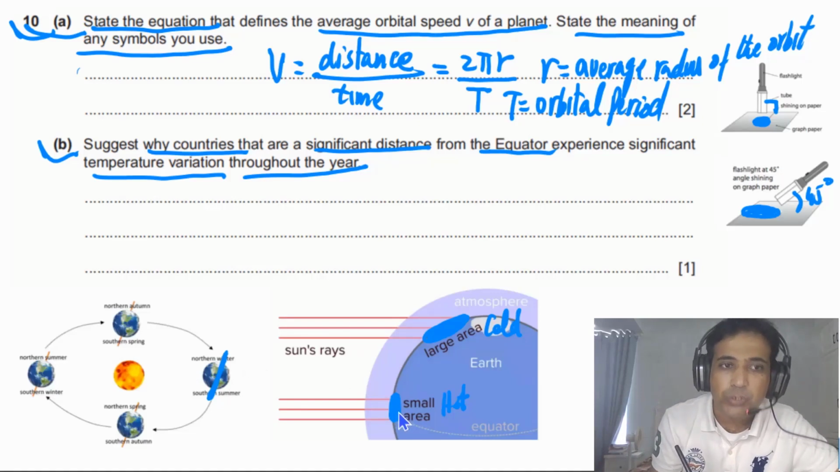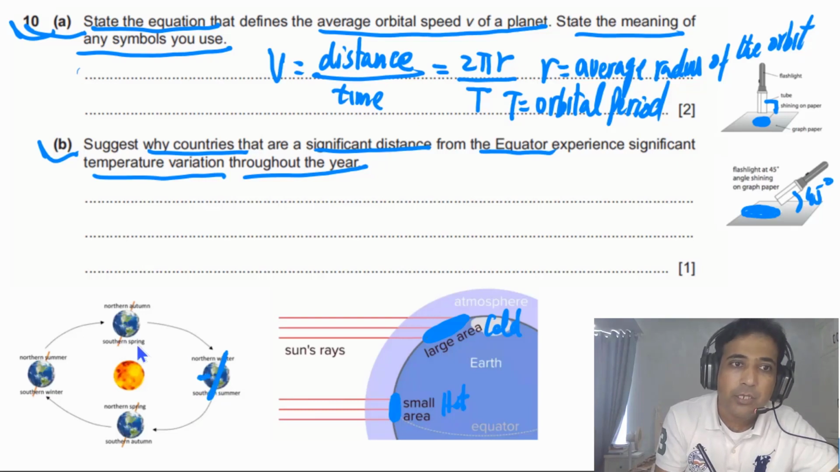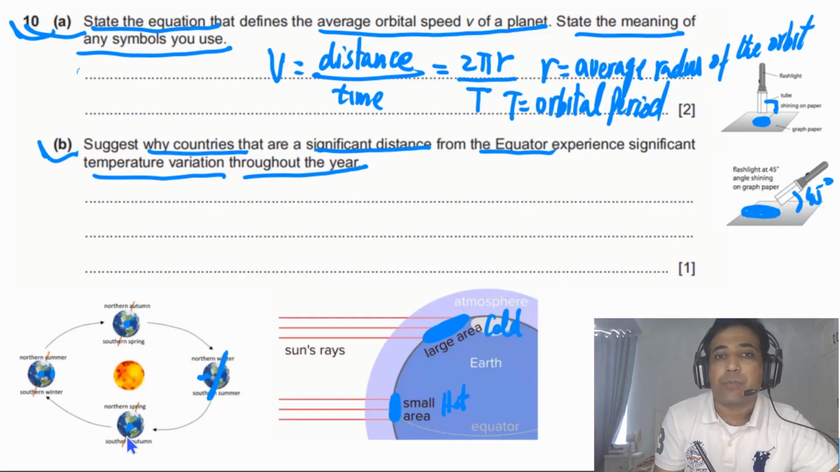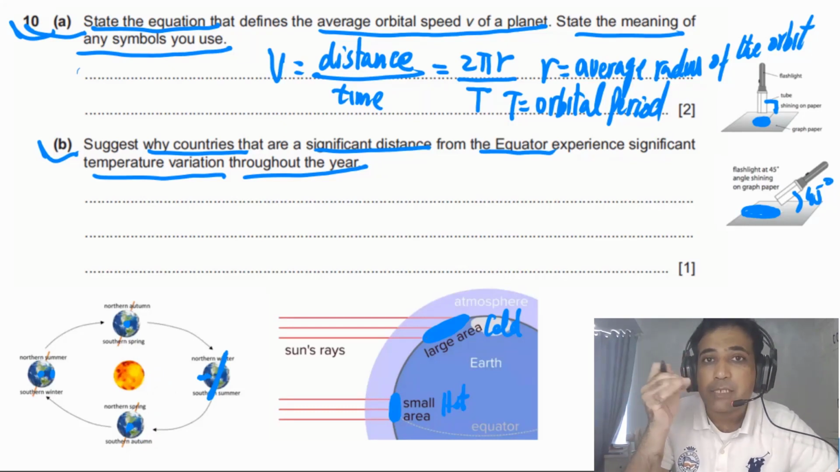But if you look at the equator, this part always remains at almost the same angle. You can see this part always remains at almost the same angle, and this part on the other side, opposite to this one, also remains at the same angle. So the temperature at the equator, like Singapore, has no big variation. The temperature almost remains the same.